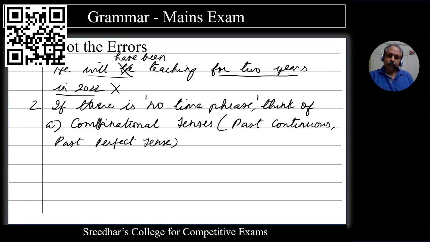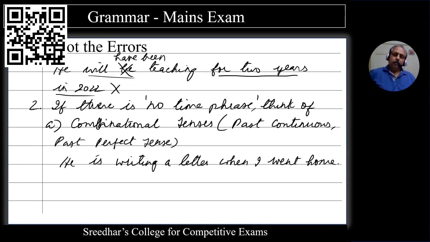Combinational tenses. You should think of combinational tenses. What are the combinational tenses? Past continuous tense, past perfect tense. He is writing a letter when I went home. Imagine a sentence like this: he's writing a letter when I went home. He is writing a letter, present continuous, when I went home, past tense.